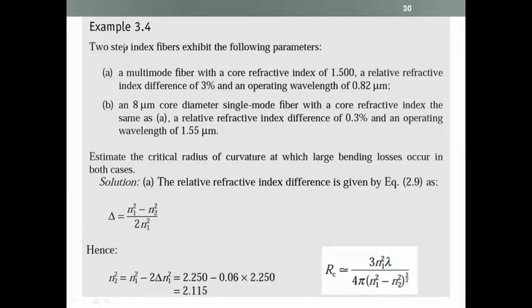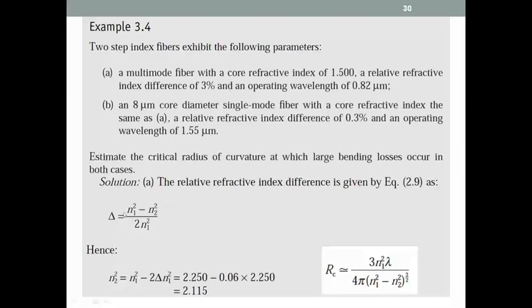Let us solve a problem where two step index fibers are used. One is multi-mode and the other one is single mode. Let us consider both the cases. A multi-mode fiber has the refractive index of the core as 1.5 and relative refractive index difference, that is delta, given as 3%, and operating wavelength is 0.82 micrometer. Calculate the radius of curvature for this.